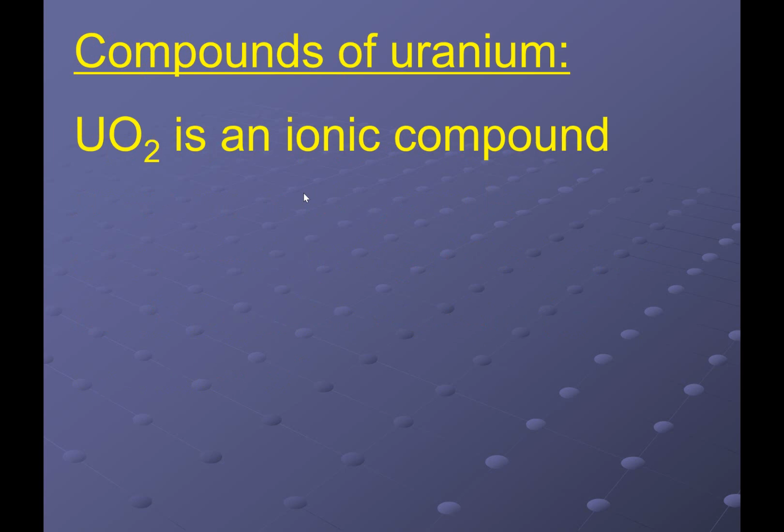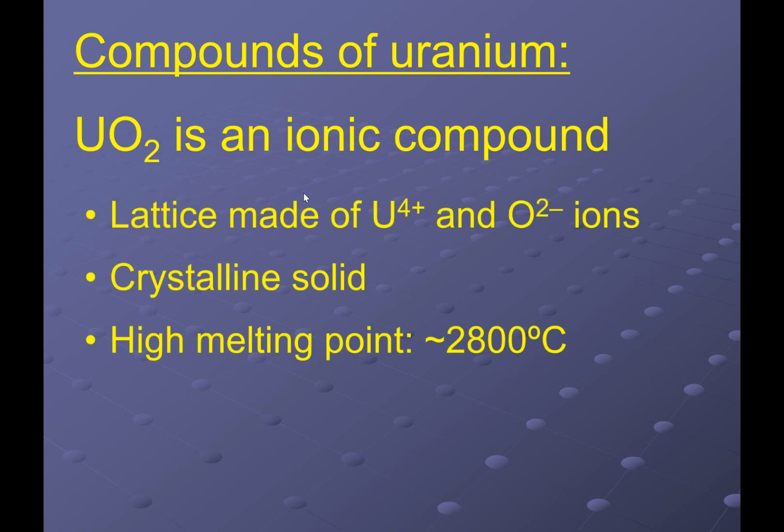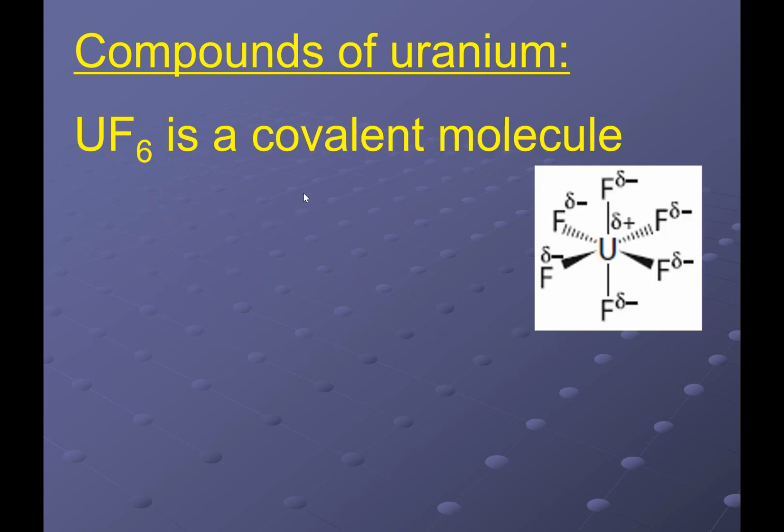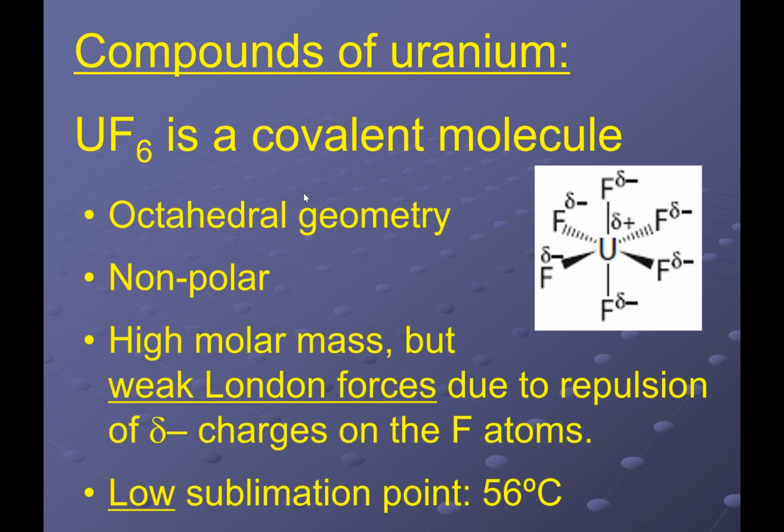In contrast here, they just compare it to a uranium oxide compound. So this really is an ionic compound. It's a huge lattice. It's crystalline. This one here won't be really useful to use. However, compared to the UF6 that we just talked about, this one here is covalent. We know it's octahedral, it's nonpolar.